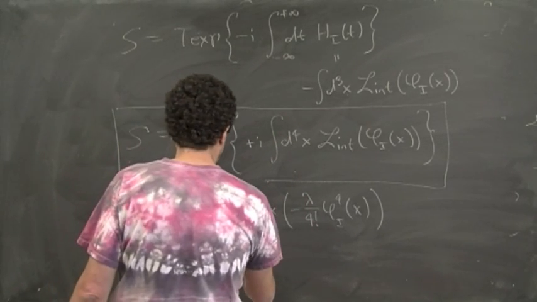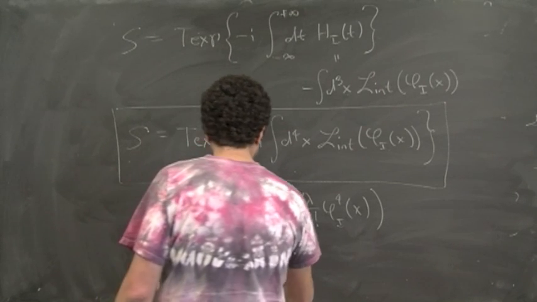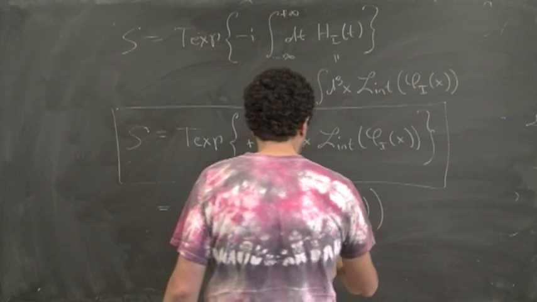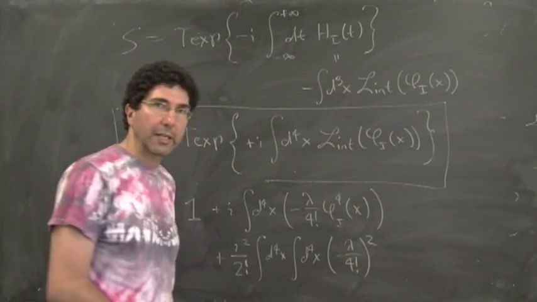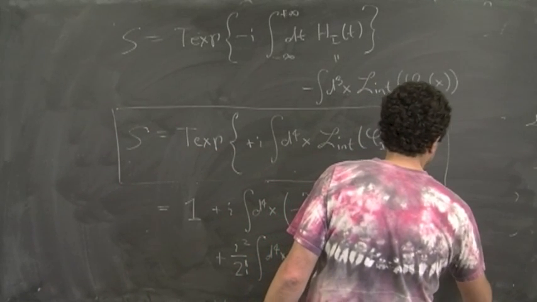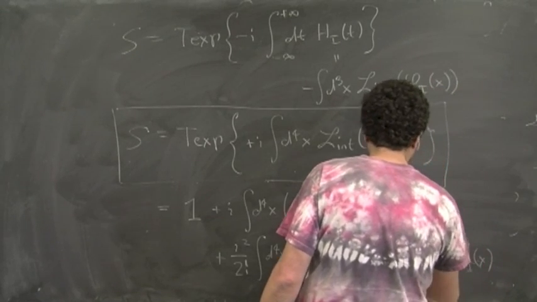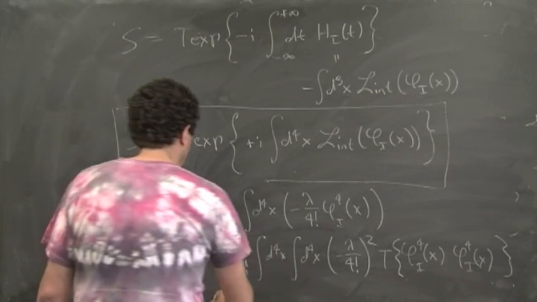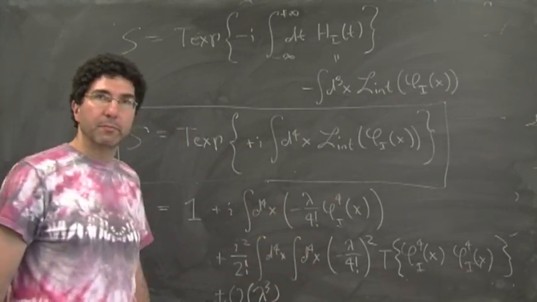What does the next term look like? It looks like i² over 2 factorial, which is just 2. Then I have ∫d⁴x d⁴y, and I have some factors of minus lambda over 4 factorial. I get 2 factors like that. And then I have φ⁴(x) φ⁴(y), interaction picture, but they are now time ordered, right? And of course, then I'll have terms of order lambda cubed, it just keeps going, okay?